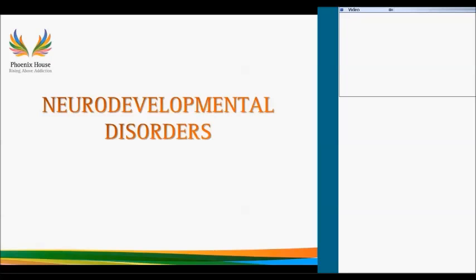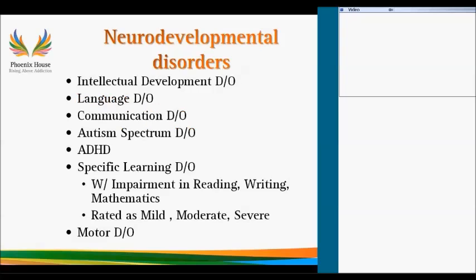Okay, really briefly, I just want to highlight here the first chapter in the DSM-5. This is the neurodevelopmental disorders chapter. And if you look here, these are the disorders that are included. So this is the very first chapter. And again, the logic here was these are the types of disorders that would often reveal themselves early on, developmentally. So here we have intellectual development, language, communication, autism spectrum, ADHD, learning impairment, and motor disorders.